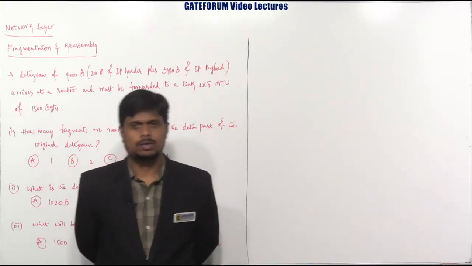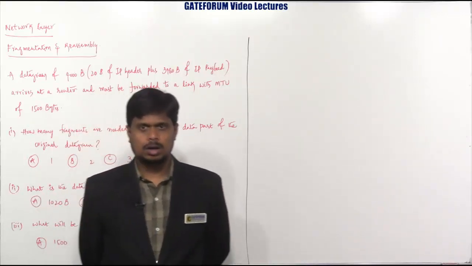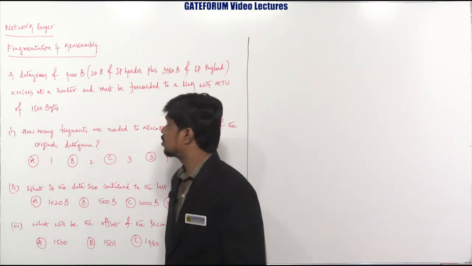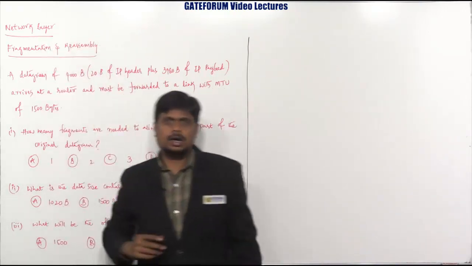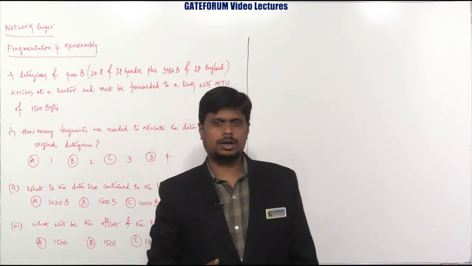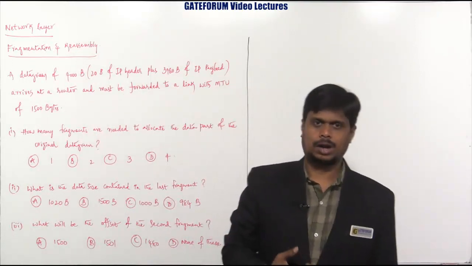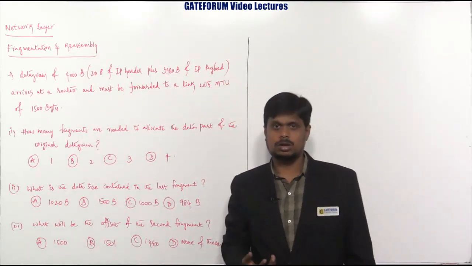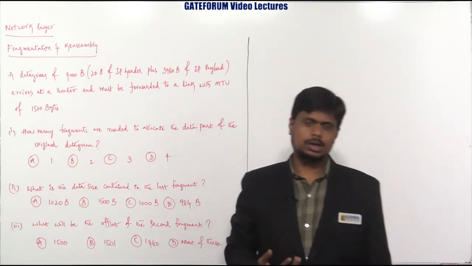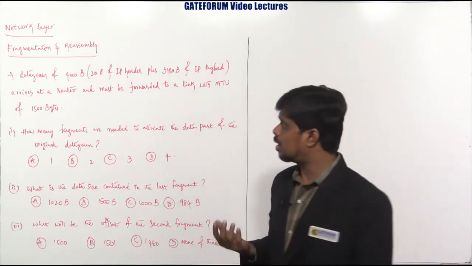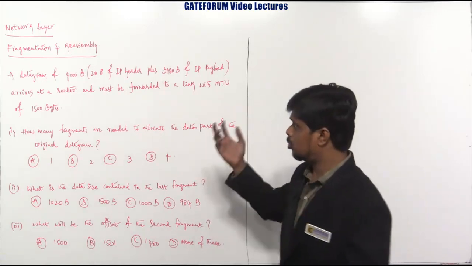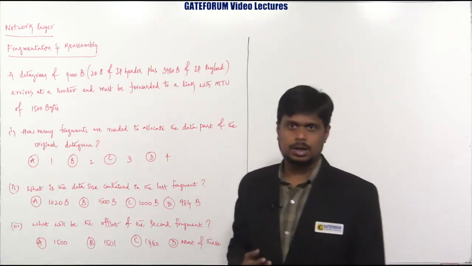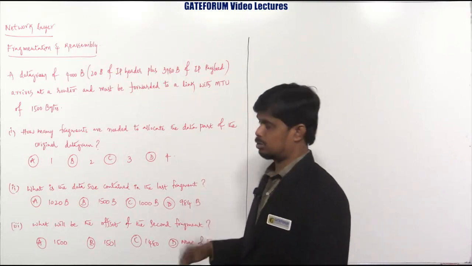In this session we are going to see numericals on fragmentation and reassembly, which is with respect to the network layer. We have various functionalities of the network layer like routing, fragmentation and reassembly, congestion control, end-to-end delivery, and logical addressing. Among them, this is one of the important topics from a numerical perspective.